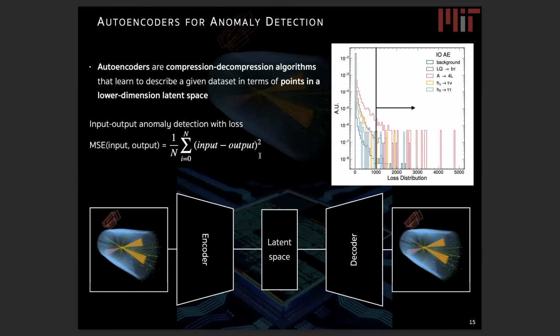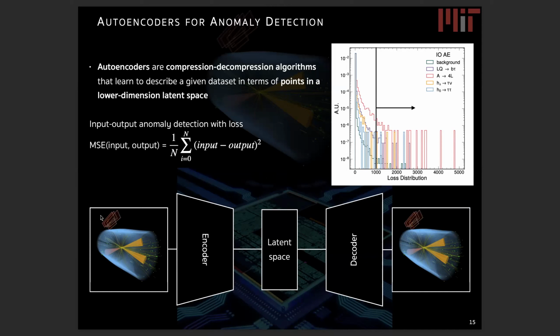So now, switching topics a bit, what exactly do we mean when we talk about unsupervised anomaly detection, and what kind of algorithms do we use? One of the most common ones, both in industry and in science, for anomaly detection is autoencoders. So the idea, as I explain here, is quite basic.